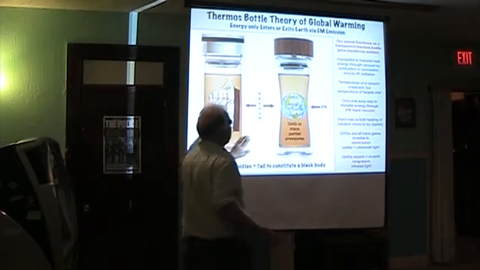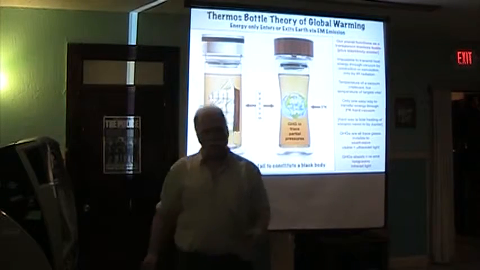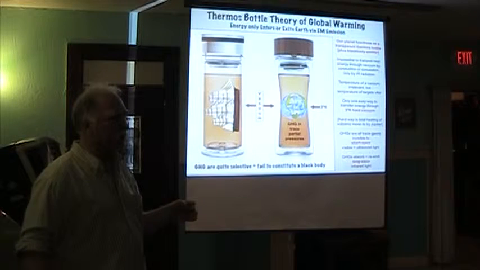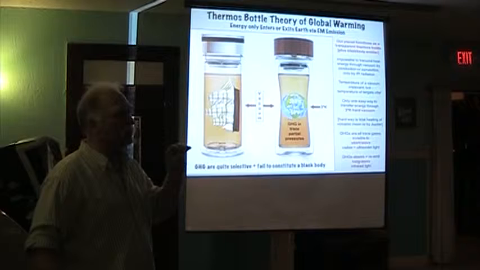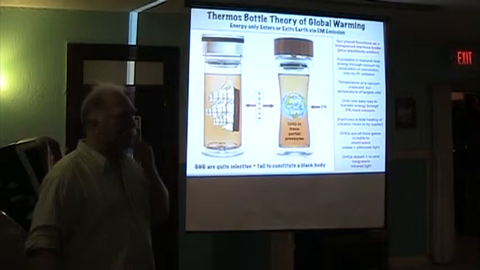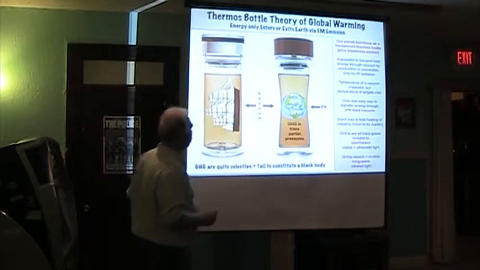Okay, so does this seem clear? Remember that sphere at the top of the atmosphere, the planet. You cannot conduct heat into a vacuum. You cannot conduct heat through a vacuum with conduction or with convection, only with radiation. Okay? All right. So greenhouse gases fail to constitute a black body.